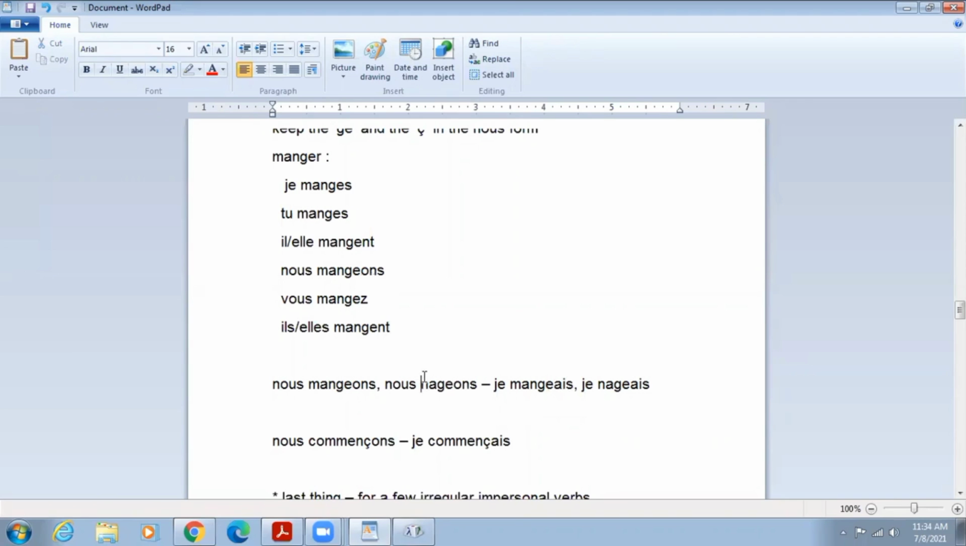If we have a verb nager, nager is to swim. So it has come from nageons, because it is also a GER verb. So imperfect form is nageais. Okay? So in any case, you have to drop out ONS.